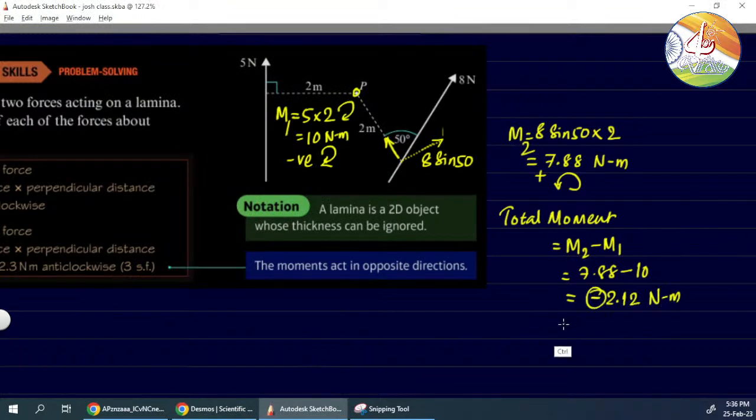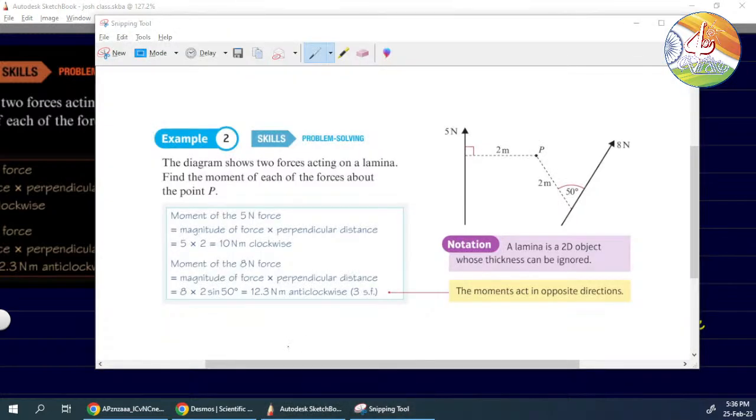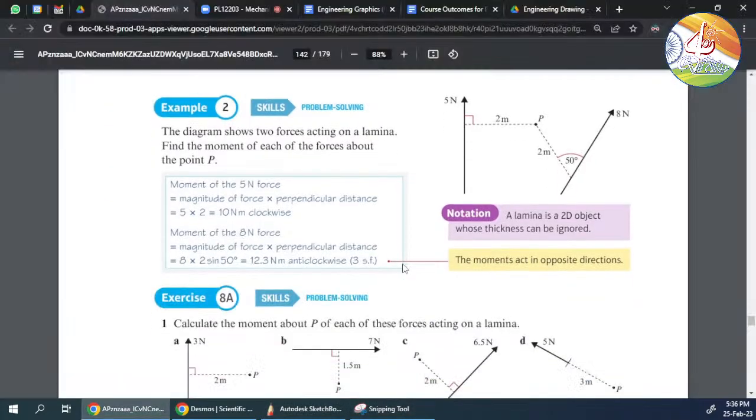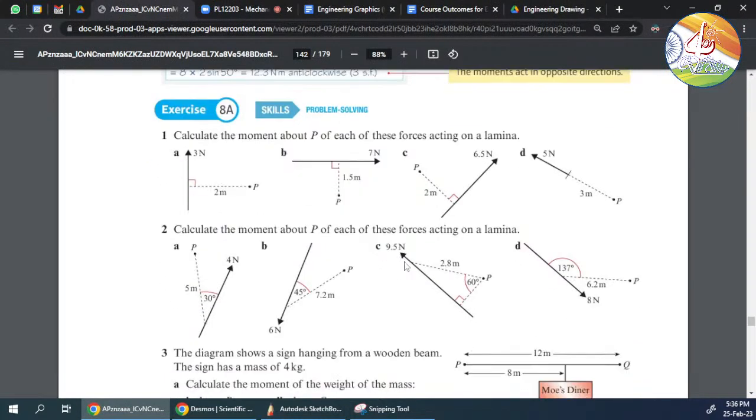What is the meaning of minus? Sorry, anti-clockwise we took positive, no? So negative means it is clockwise. Total moment is this much in clockwise direction. Next we have the exercise. One by one we have to solve all these.